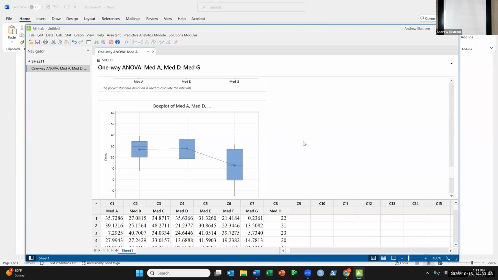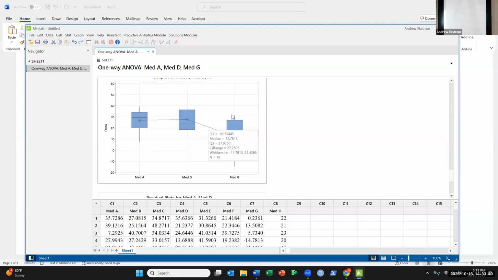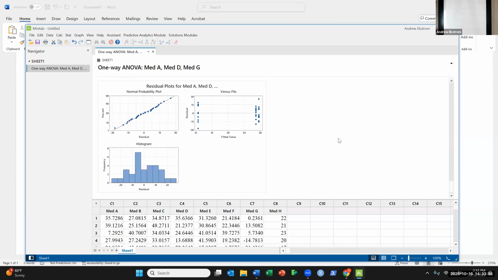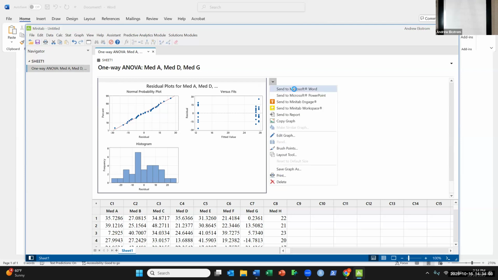Looking at the box plot of the data, this is telling us a little bit different story about the variability of, say, medication G versus medication A. But this is the kind of stuff here that we really need to be concerned about and need to get an idea about. So I will pull this up into Word.